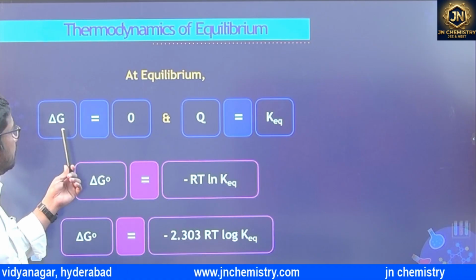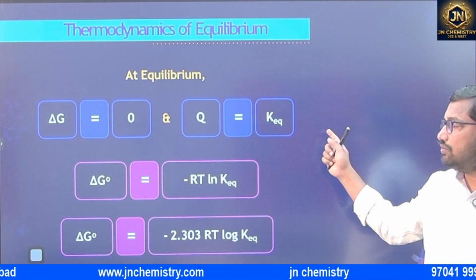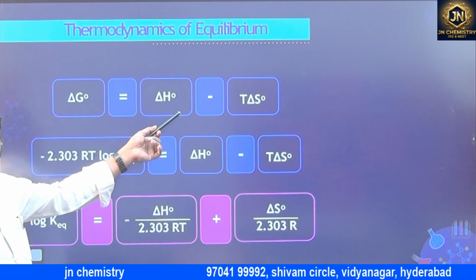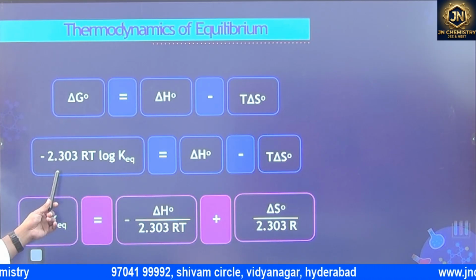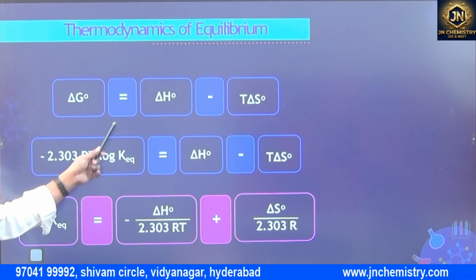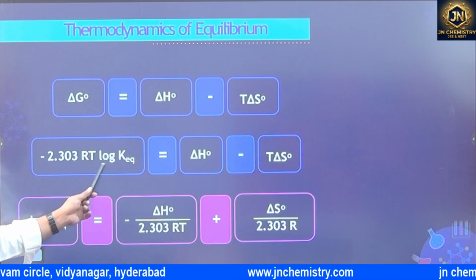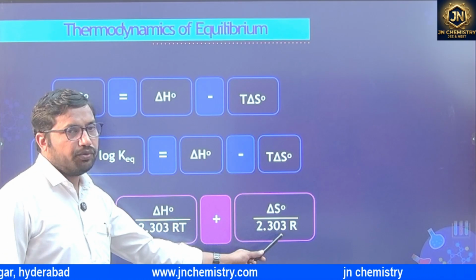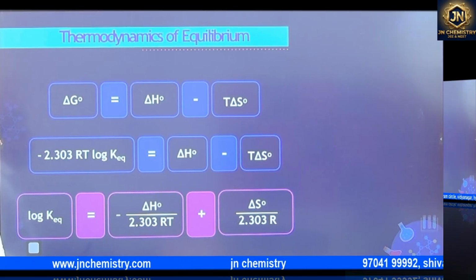Always at equilibrium, delta G is equal to 0. And Qc, I already told you, Qc is equal to Kc. So we know delta G naught is equal to delta H naught minus T delta S naught. If you apply this, minus 2.303 RT log K is equal to delta H naught minus T delta S naught. Putting this down, the T's get cancelled, so it is T only.